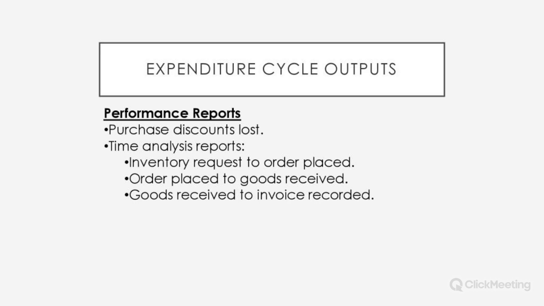Performance reports cover purchase discounts lost, if the business doesn't lose any discounts. This is what performance reports will be able to inform, and the business managers will be able to analyze that. The time analysis report covers inventory request to order placed, how much time it takes between when the inventory was requested and when the order was placed, order placed to goods received, and goods received to invoice recorded. So these are the two types of performance reports: purchase discounts lost and time analysis reports.